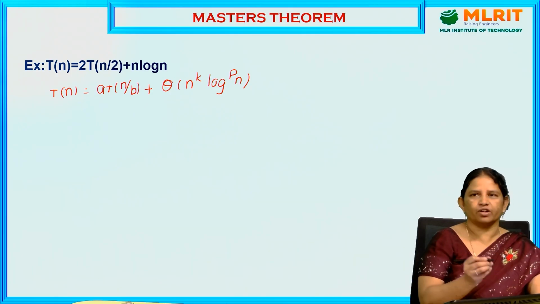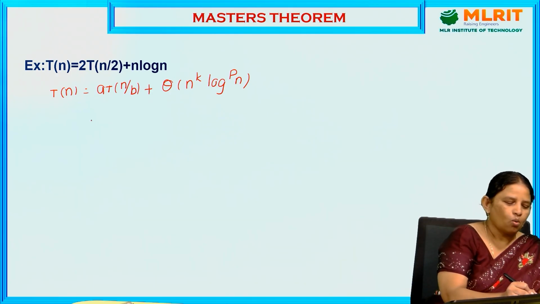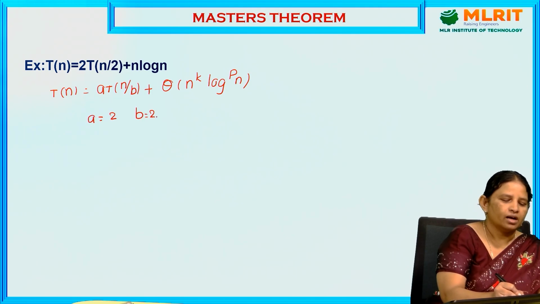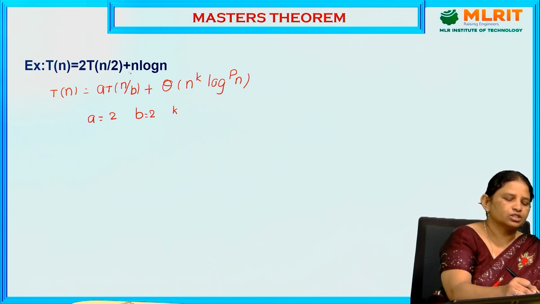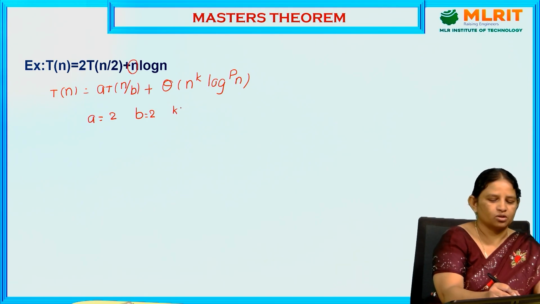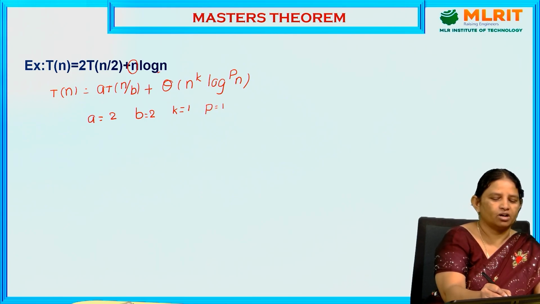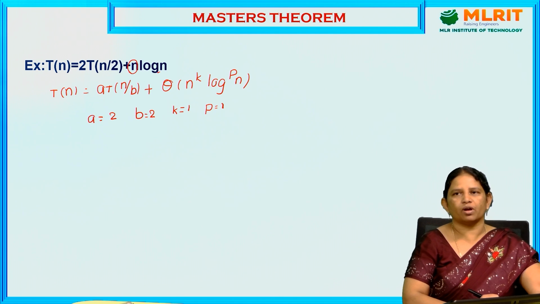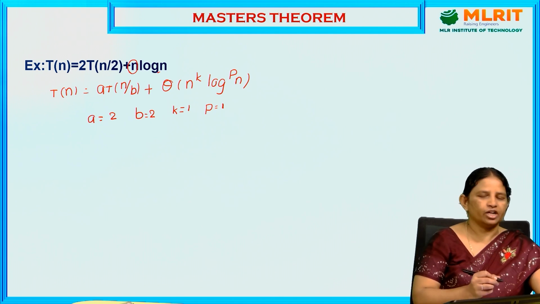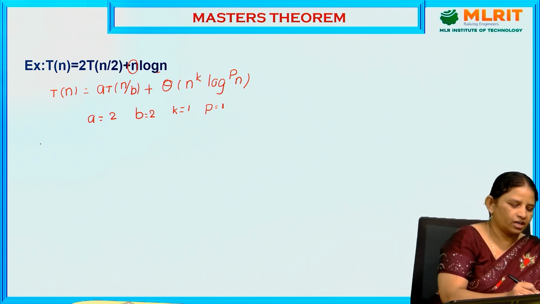From this equation, we need to find out the values: a equal to 2, b equal to 2, k is, so there is no power for n, so by default it is 1. There is no power for log, so p is also equal to 1. So log to the power of 1 means log n only. Now we need to observe whether it is case 1, case 2, or case 3.